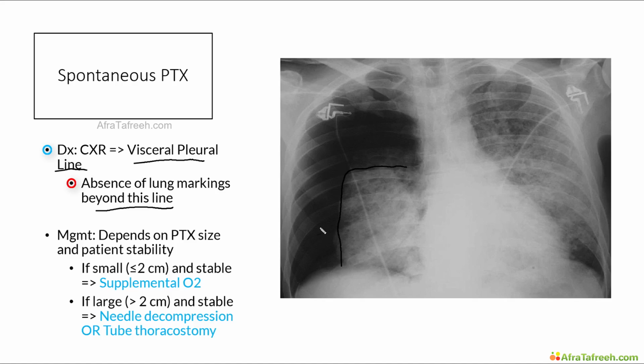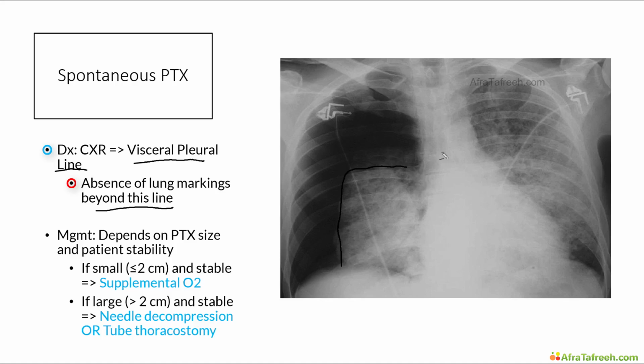This can also be contrasted with the opposite side, where we clearly see the presence of lung markings beyond that point on the opposite side, and this is highly characteristic of a spontaneous pneumothorax. We should also note here that the trachea in this case is pretty much midline, and this is also consistent with a spontaneous pneumothorax, in contrast to what we will see in the coming slides, which is a tension pneumothorax.